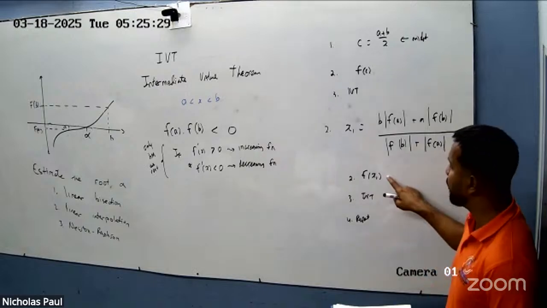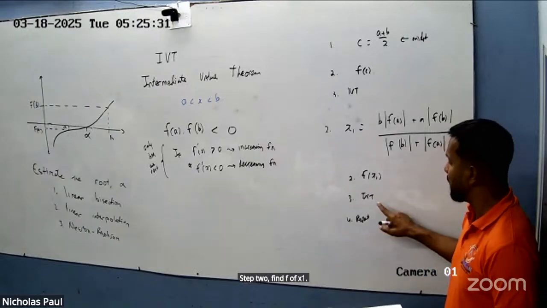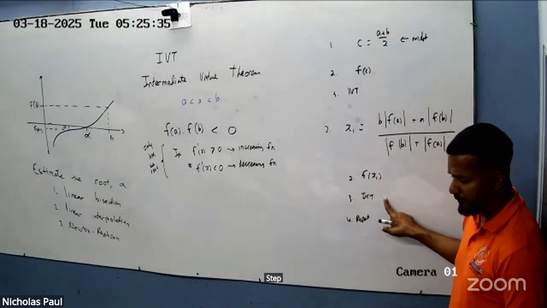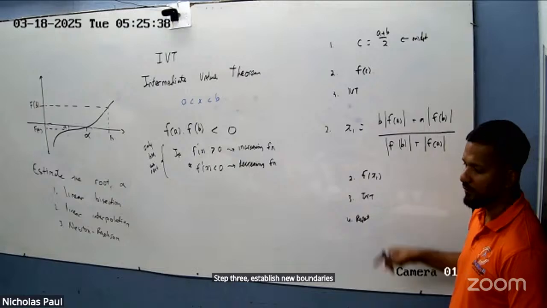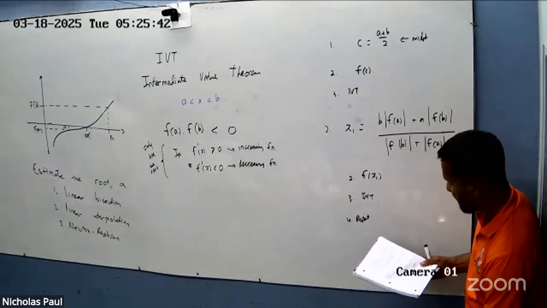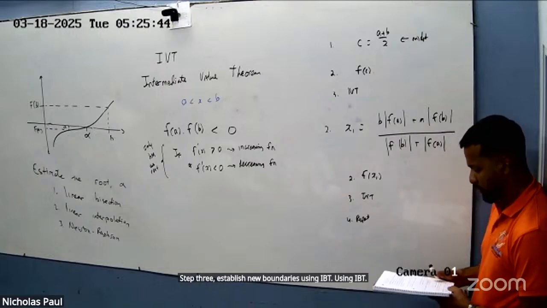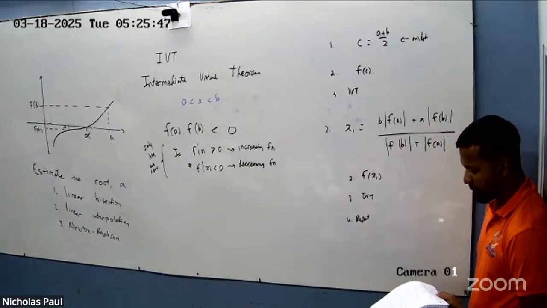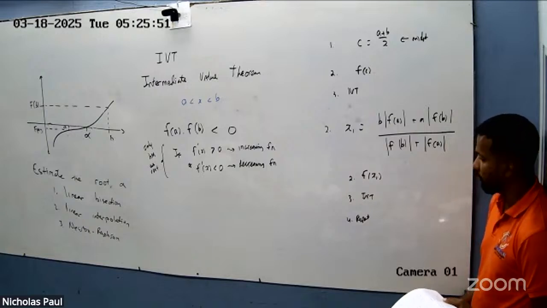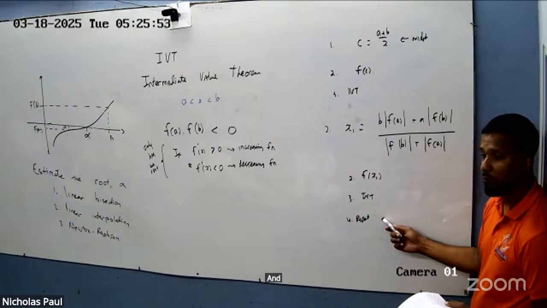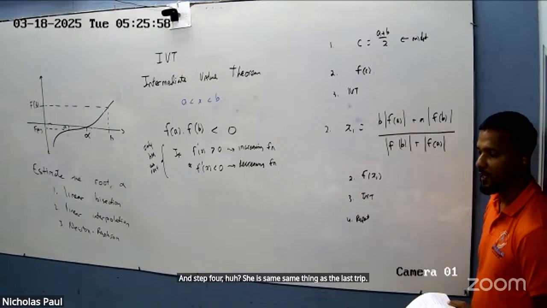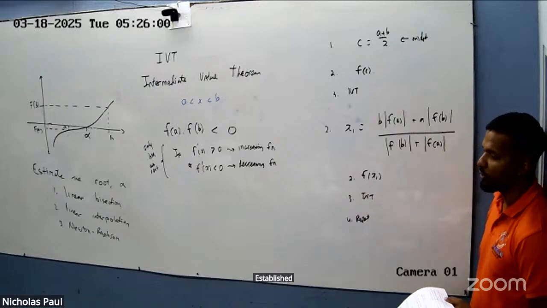Right, step 2, find f of x1. Step 3, establish new boundaries using IVT. And step 4, 3 is the same thing as the last 3. Establish new boundaries using IVT.